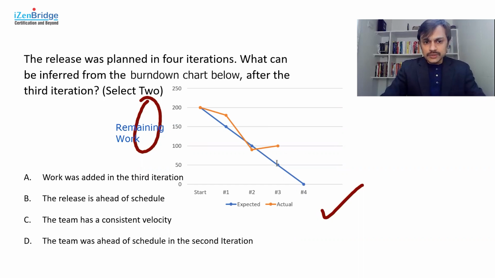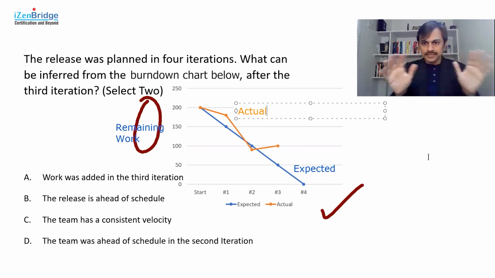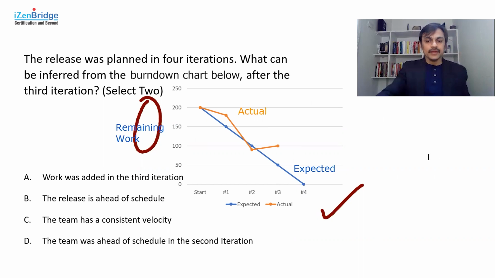And I can also understand the blue line represents the expected trend, and the orange one represents the actual. So this is my actual information which is coming. I just want to tag this so that I am clear. Now the options seem to be a little tricky, and require a bit more interpretation of these burn down charts. So let's go one by one.